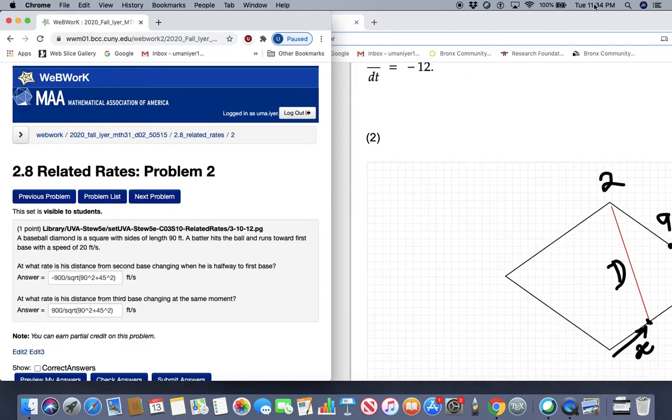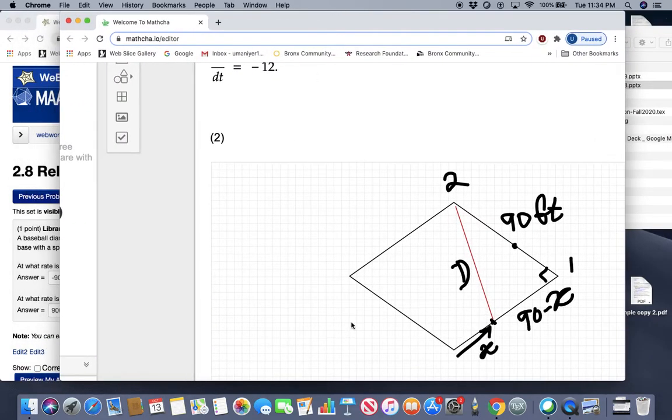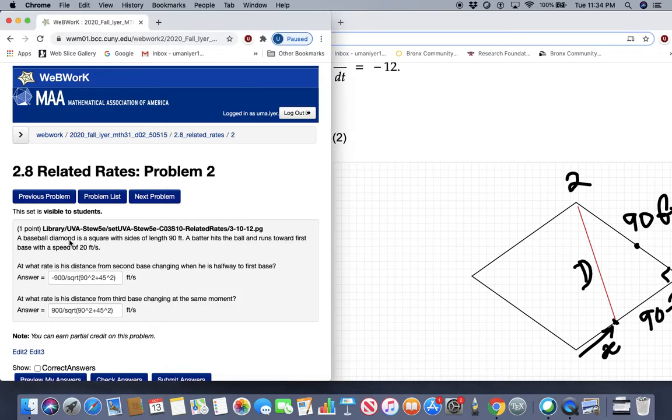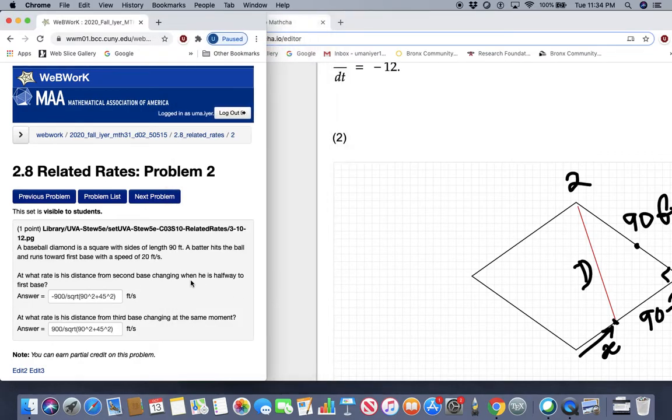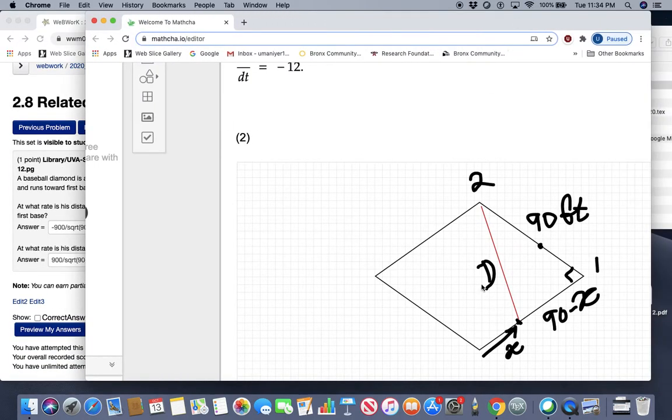So let's look at the picture. I would like to show the picture. So you have a baseball diamond, and a baseball diamond is a square. So that's a baseball diamond. A batter is standing here. First base, second base, third base.